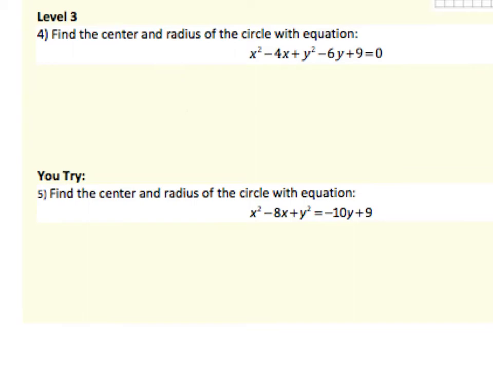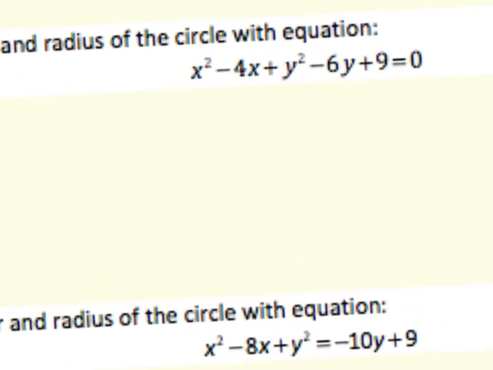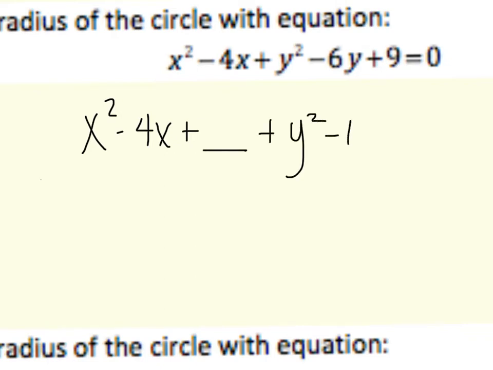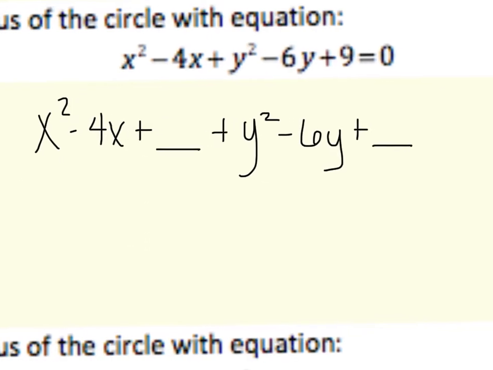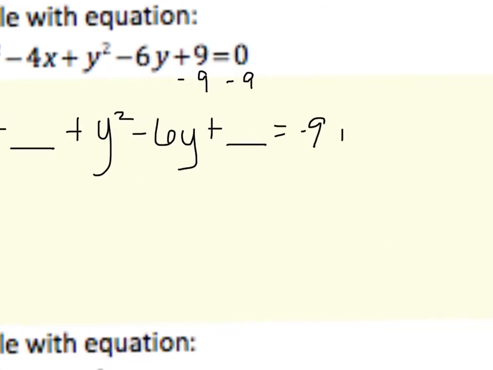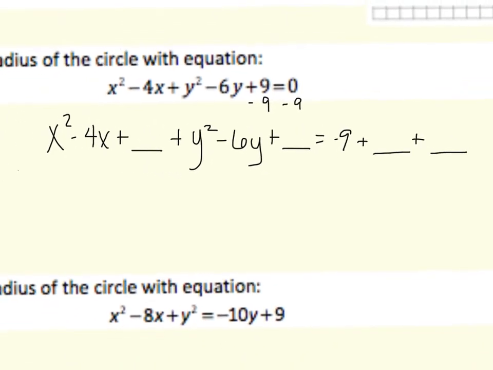What you want to do here is group the x's. So we have x squared minus 4x, and I'm going to say plus something. That's the x's, and then I'm going to put in the y's: y squared minus 6y plus something. Then I'm going to move the 9 over, so it equals negative 9. Just like before, when you add something to one side, you have to add it to the other side. Hopefully this will make sense in a little bit.